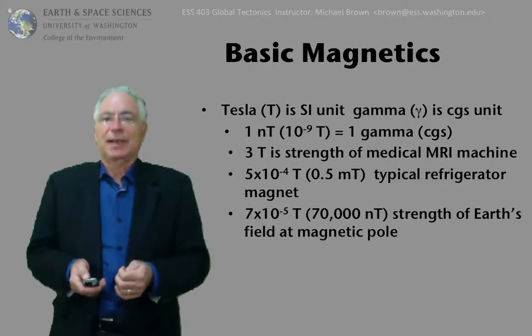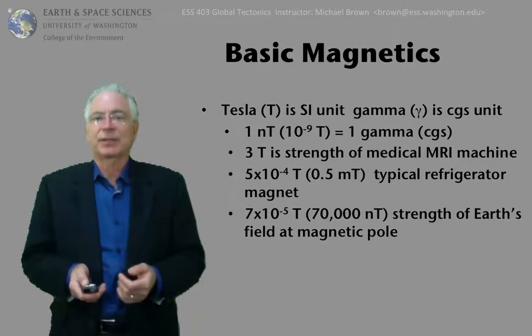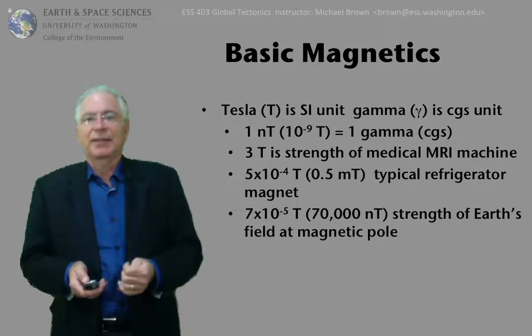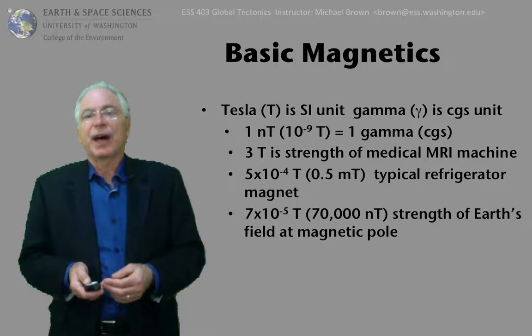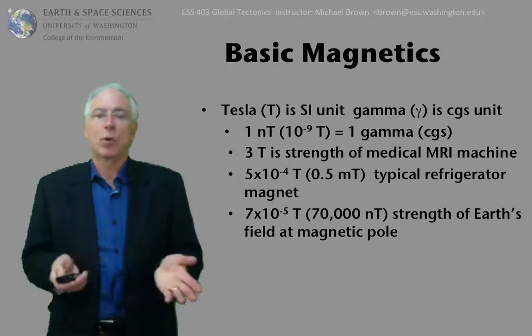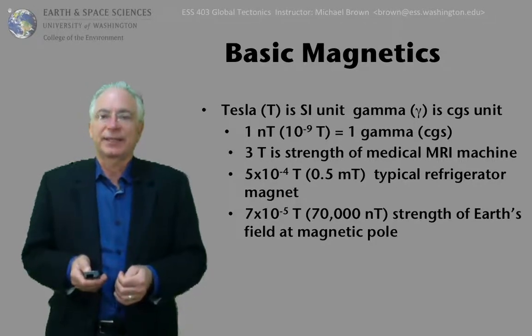Finally, we have Earth's magnetic field, which is about 70,000 nanoteslas, and you multiply 10 to the minus 9 times 70,000, and that gives you 7 times 10 to the minus 5 teslas. So strength of magnetic field at the magnetic pole where it is strongest is about 7 times 10 to the minus 5 Tesla.